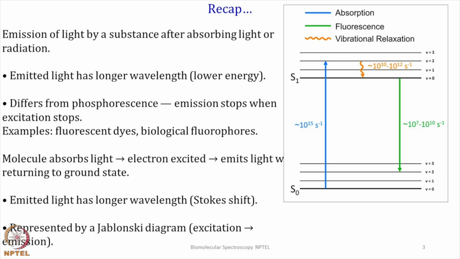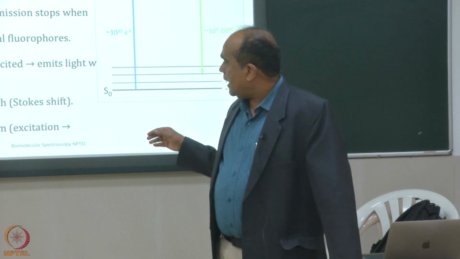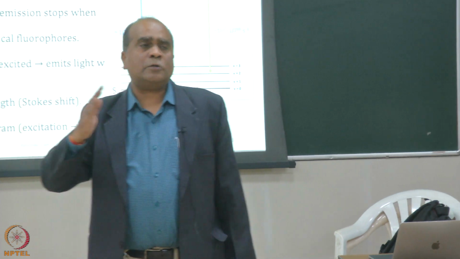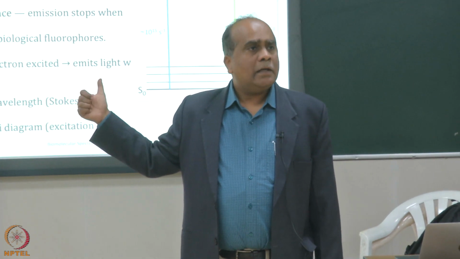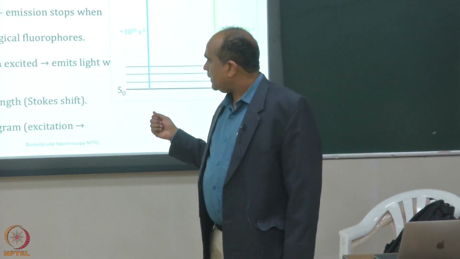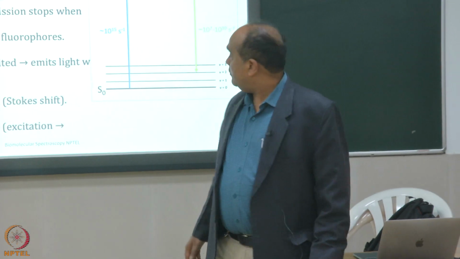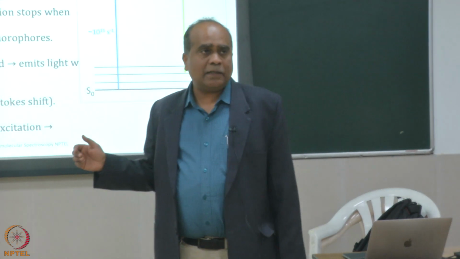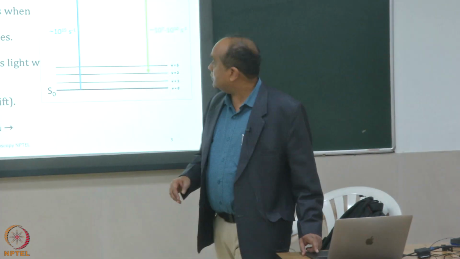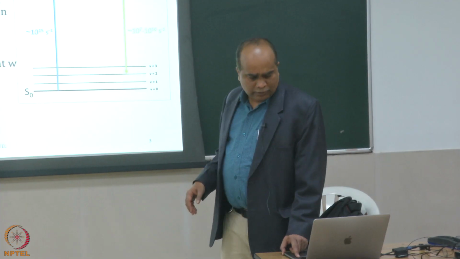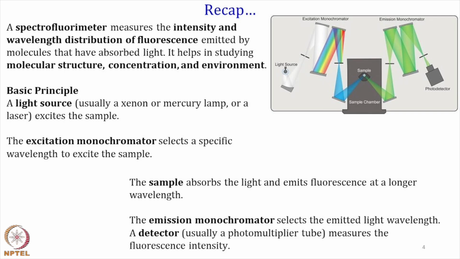Now, here the molecule absorbs light, the electron gets excited, and it emits while returning to the ground state. These are the concepts. The shift that happens because of the longer wavelength is called Stokes shift, and it is typically explained very well by something called the Jablonski diagram. These concepts, the time scale and all those, we already have looked at. How we do these experiments, that also we have looked at, but again I will revise it.